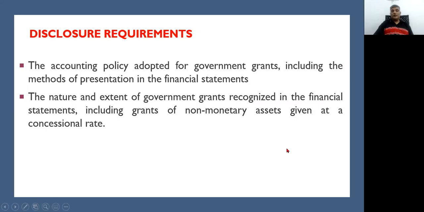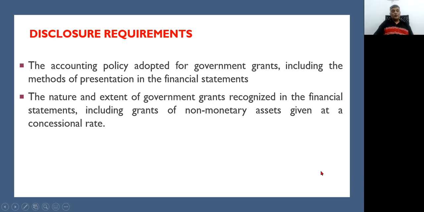And finally, what are the disclosure requirements? The accounting policy which is adopted for the government grants, including the method of presentation in the financial statements, we need to disclose: option 1, option 2. Right? So are we going to show it as a deduction from the fixed assets, or are we going to take it as deferred income? That is important. Then the nature and extent of the government grants recognized in the financial statements, including the grants of non-monetary assets given at a concessional rate. All those things we need to disclose.